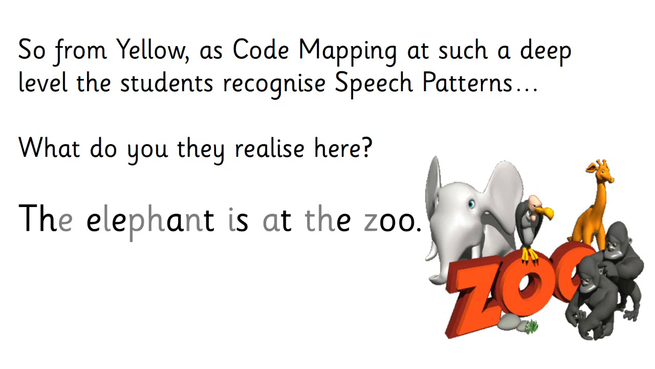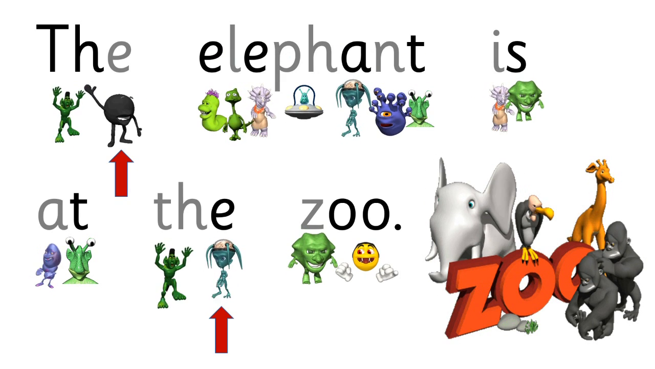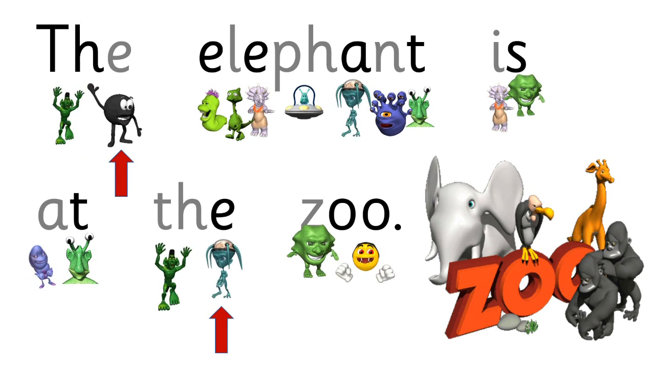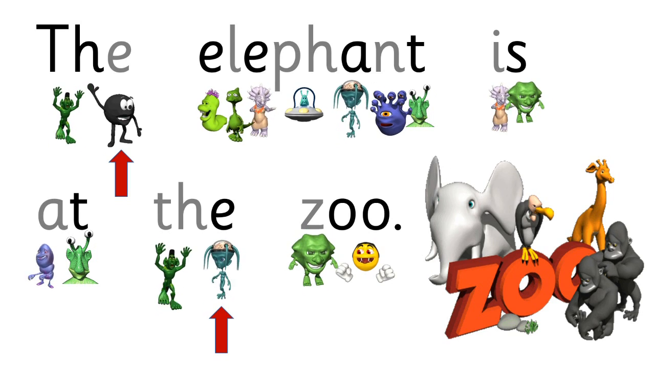From the yellow code level, as code mapping is at such a deep level, the students recognise speech patterns. What do you recognise here? Say it aloud. Just read it aloud without thinking about it. Did you say, the elephant is at the zoo? Did you notice anything different about the two the words? If we use the monsters, it becomes clear. Two the words, two different monsters. The elephant is at the zoo.